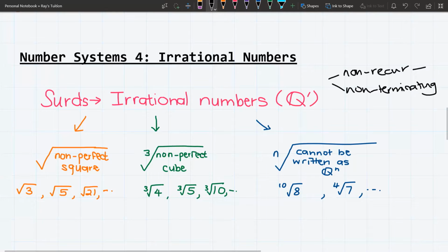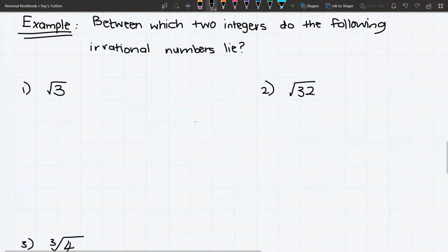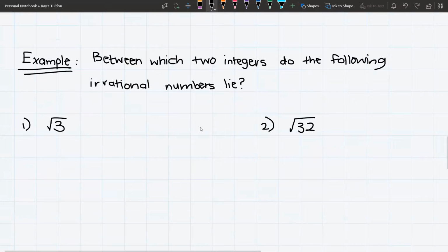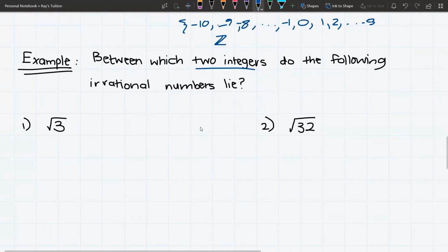Let us have a look at some exercises that we can do with irrational numbers. Some of the questions ask: between which two integers? We know integers go from negative infinity, like minus 10, minus 9, minus 8, minus 1, 0, 1, 2. They are whole counting numbers, so there are no decimals or fractions, and they go on to infinity. So between which two integers do the following irrational numbers lie?